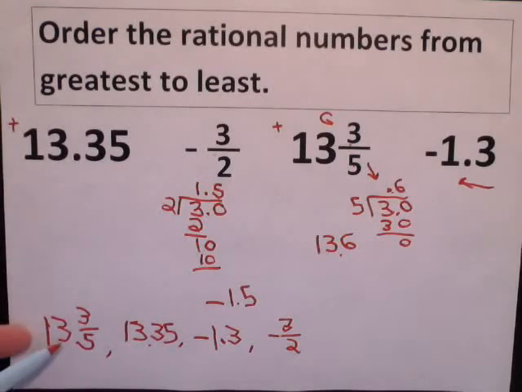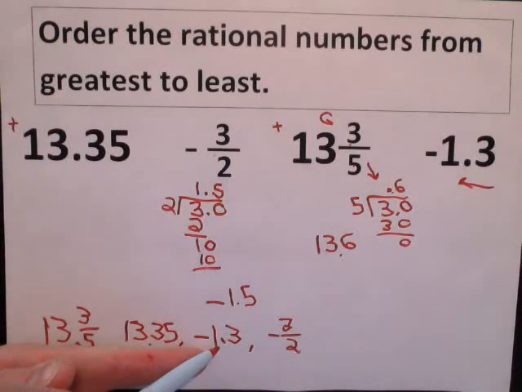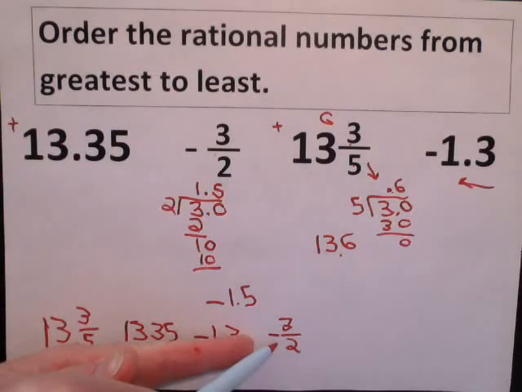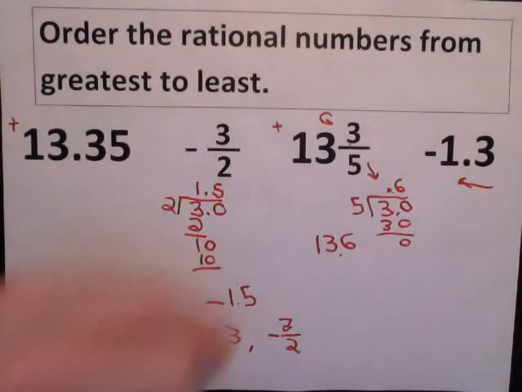But that's how you would have ordered them. You would have positive 13 and 3/5, positive 13 and 35/100, negative 1 and 3/10, negative 3/2. Alright, hopefully this video has helped you figure out how you can order rational numbers.